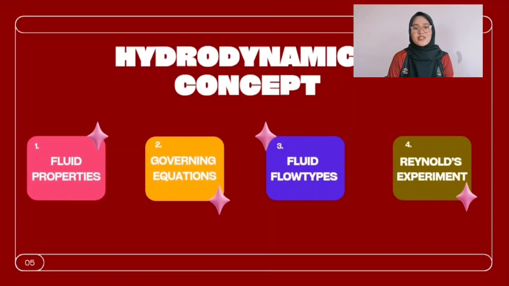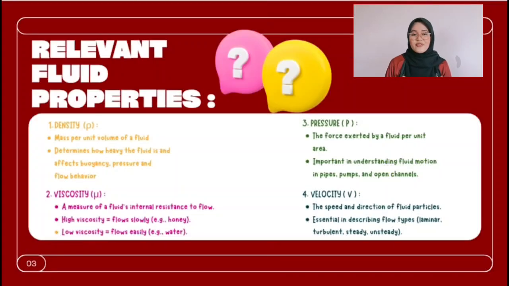So let's move to the next part, which is hydrodynamics concepts. We have 4 points in this concept: first, fluid properties; second, governing equations; third, fluid flow types; and Reynolds experiment is the last one. Let's move to fluid properties. In this part we have a lot of properties, but I will take 4 only, which are density, viscosity, pressure, and velocity. Let's move to the first one, which is density.